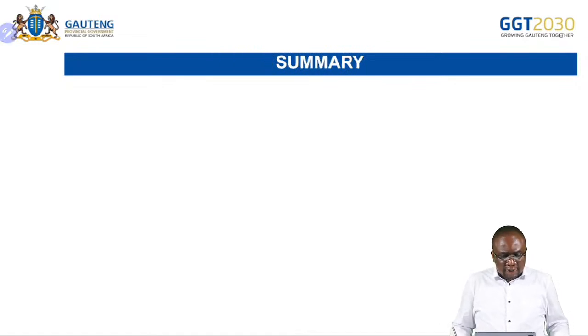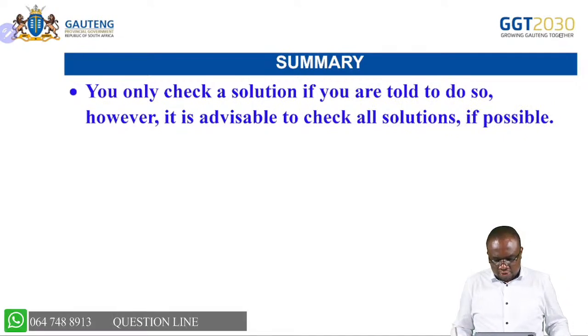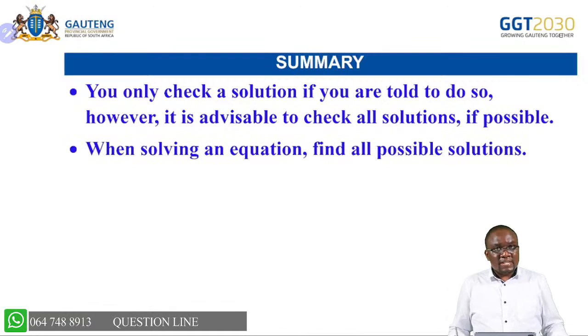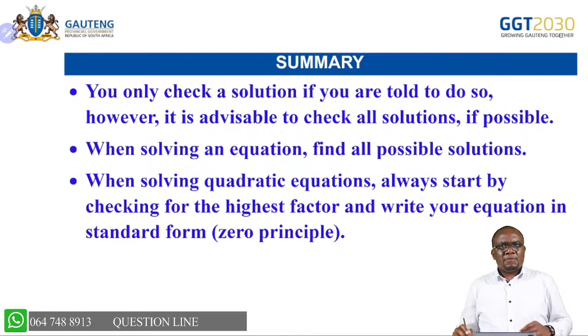Grade 10s, you only check a solution if you are told to do so. However, it is advisable to check all solutions if possible. Let's check our answers to make sure that we don't lose marks unnecessarily. When solving an equation, find all possible solutions. When solving quadratic equations, always start by checking the highest factor and write your equation in standard form, zero principle. Zero must be on its own.